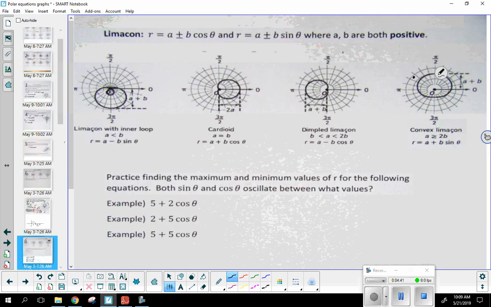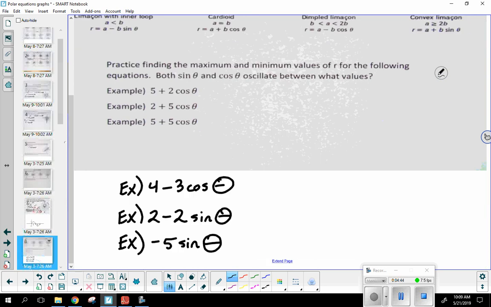So let's begin there. We worked through these examples together. Here are a few more. So let's say I gave you 4 minus 3 cosine theta. Okay. What's the value of A? A is 4. What's B? That's absolutely right. When you're identifying A and B to figure out what type of limaçon you have, you always take those values as positive, even if B is being subtracted. A and B are always going to be positive.